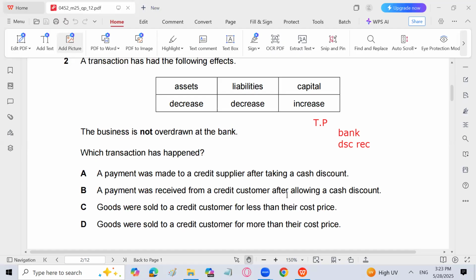A payment was received from a credit customer after allowing a cash discount, that is bank debit, discount allowed debit and trade receivable credit. So this will actually decrease capital, so it will not be the answer. Goods were sold to a credit customer for less than their cost price. So trade receivable debit and sales credit. That will not be the answer either, because trade receivable is increasing, asset increase. Goods were sold on credit for more than the cost price. Again, trade receivable is going to increase. Okay, let's move forward.